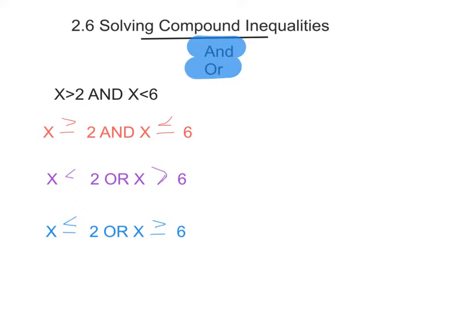So if we have our number line with 2 and 6, then we would have an open circle at 2 because it's not equal to. We'd also have an open circle at 6 for the same reason. And if it's greater than 2, it's going this direction. If it's less than 6, it's going this direction. And so notice they kind of crash into each other. They intersect. Okay, so the intersection is with the and statement.